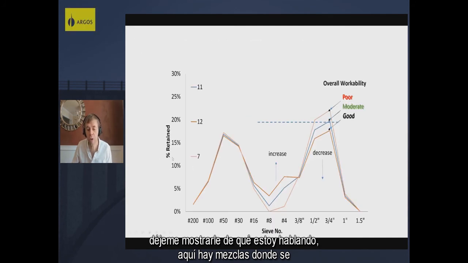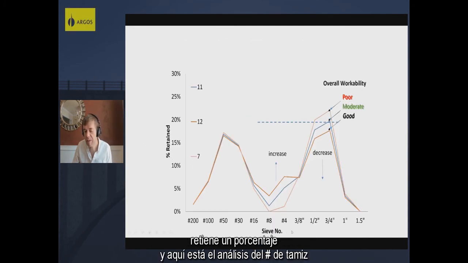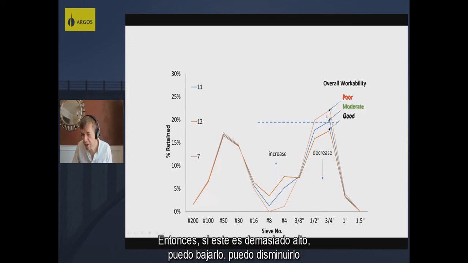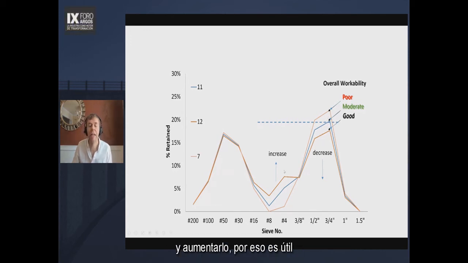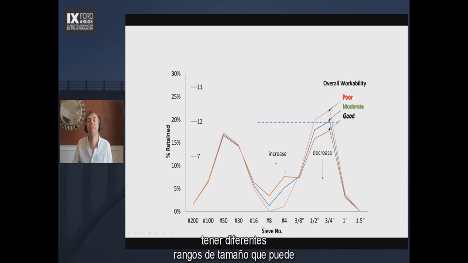So here are mixtures where it's percent retained, and here's the sieve analysis. So if this one is too high, then I can pull it down. I can decrease this and increase this. That's why it's helpful to have different size ranges that you can adjust.